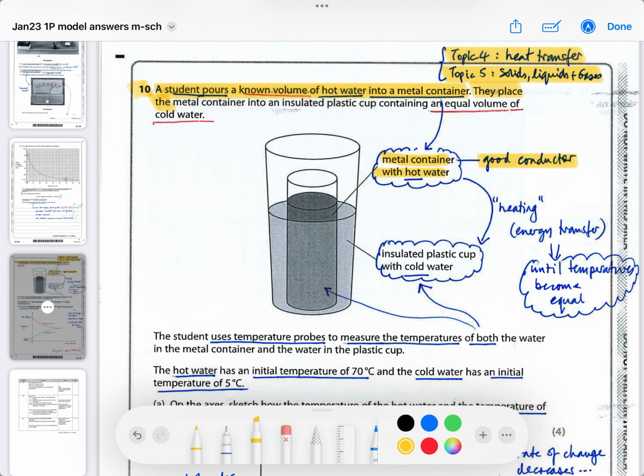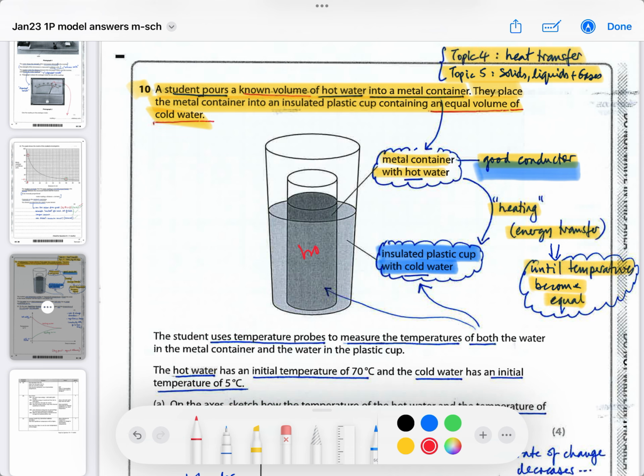So they place the metal container that has the hot water in it into an insulated plastic cup which contains an equal volume of cold water. So obviously what's going to happen is there's going to be heating, which is a transfer of energy, from the hot water to the cold water. Let's put the cold water in blue, so the insulated plastic cup contains the blue water. So the heat goes from the hot water, and because a metal is a good conductor, it goes until the temperatures eventually reach equilibrium, or become equal. So energy transfer always happens from hot to cold. Hot to cold.